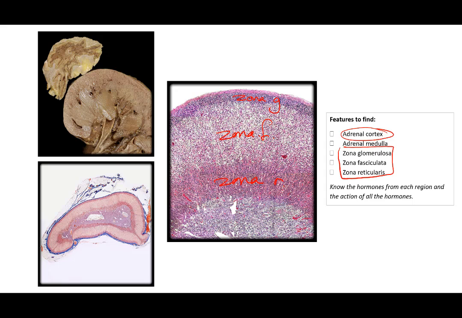For the exam, you will need to be responsible for knowing the family of hormones from each of these 3 regions, mineralocorticoids, glucocorticoids, or androgens, as well as a representative hormone from each of these regions, namely aldosterone, cortisol, or testosterone, as well as knowing their action.